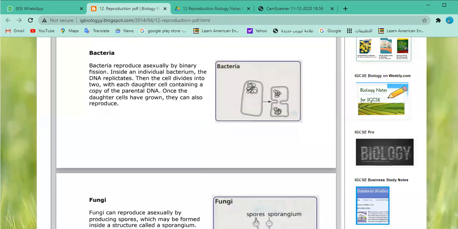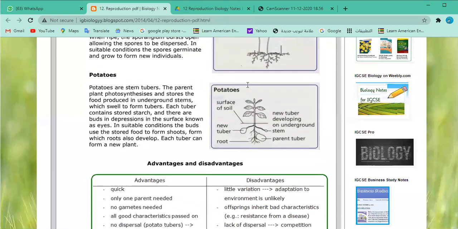No, they're not showing the other part. Yeah, it's coming. Okay, this is a potato tubers.